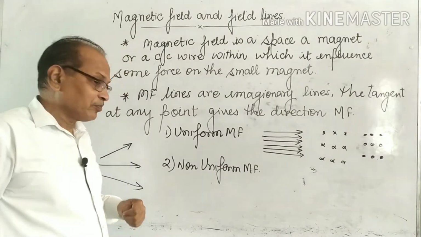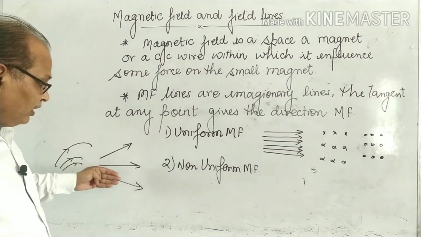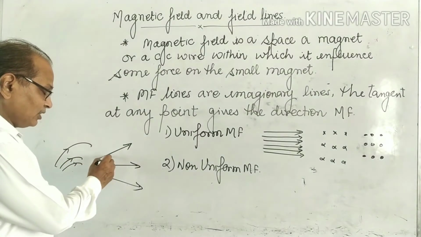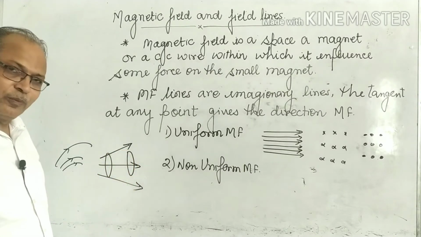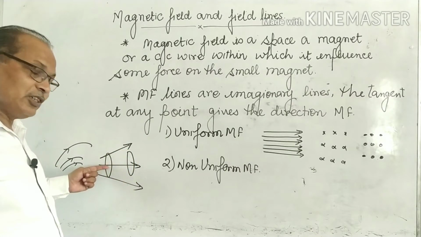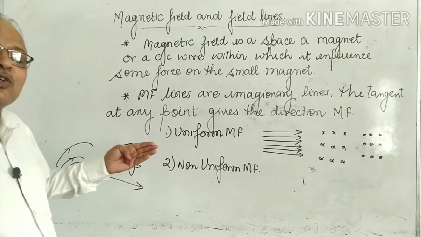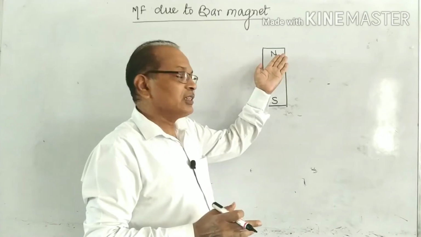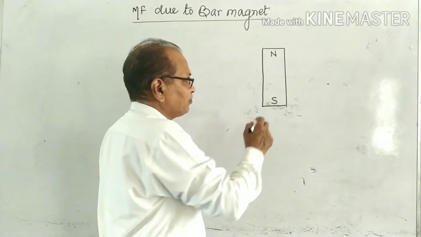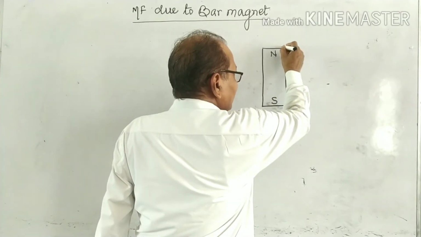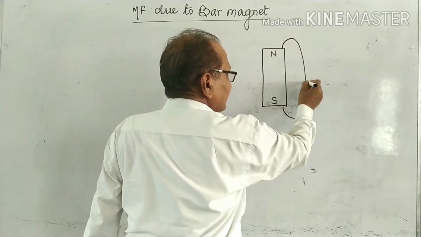On the other hand, see this magnetic field. Is the magnetic field intensity over here and the magnetic field intensity over here the same? No. The number of field lines passing through this particular area is different. So this is a non-uniform magnetic field. If this is a bar magnet, and this is the north pole and this is the south pole, then see, magnetic field lines come out from the north and they end at the south like this.